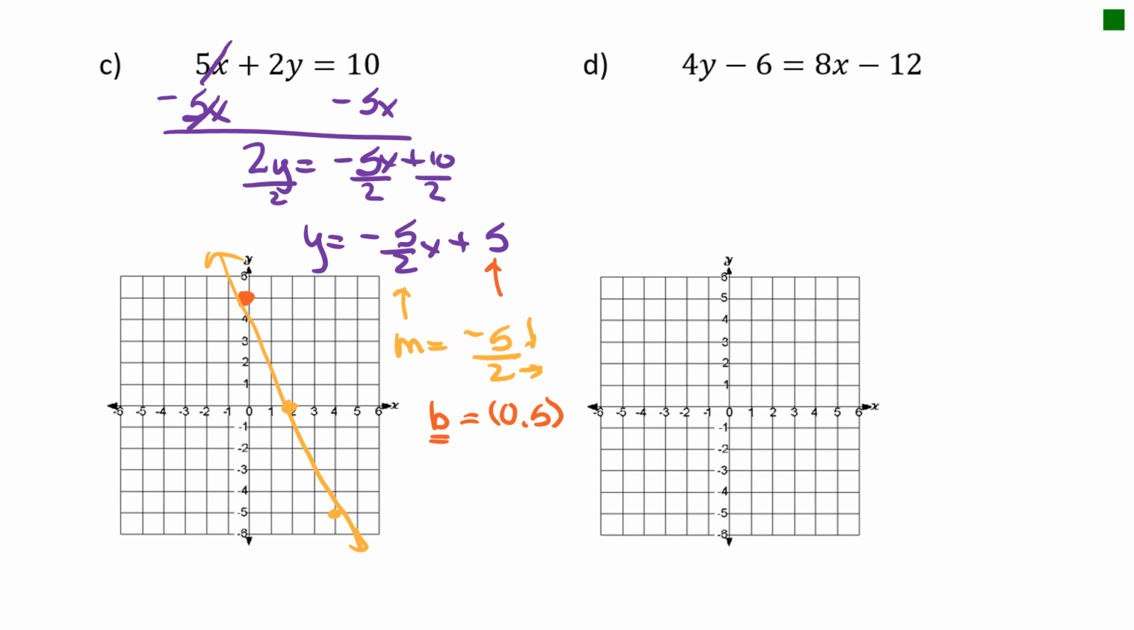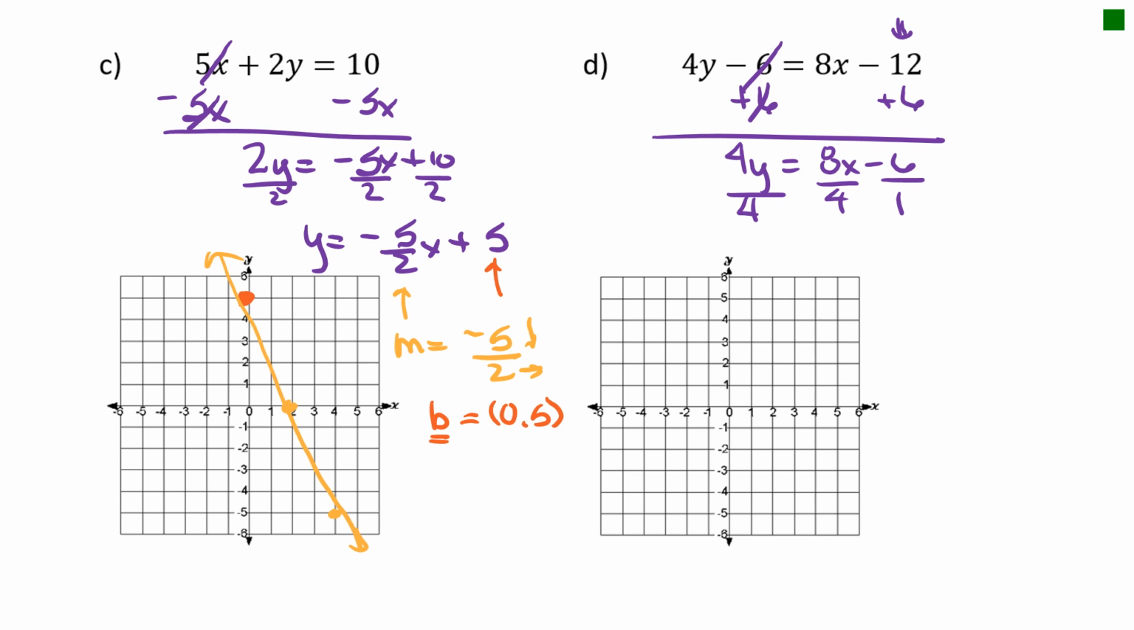So on D, we have to get the y alone. So we're going to add 6 to both sides. Make sure when you add the 6, you add it to this number because it doesn't have an x. You want to combine it with the term that it's the same type of term. So what you have left over is 4y. You have 8x here minus 6. We're going to divide by 4. We have to divide every single one by 4. We get y equals 2x minus 3 halves.